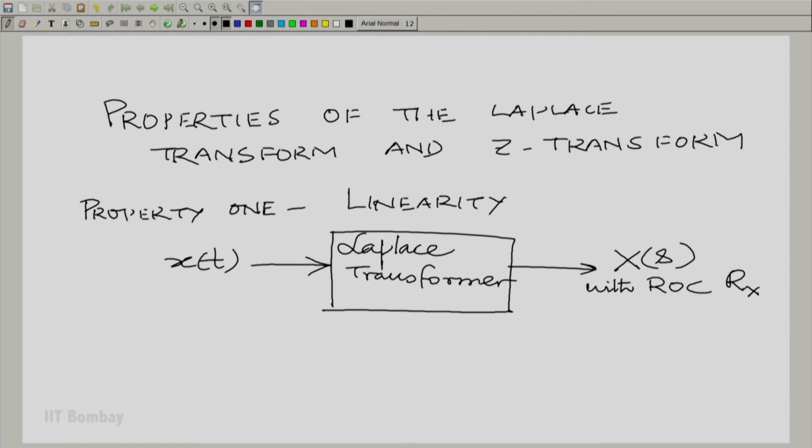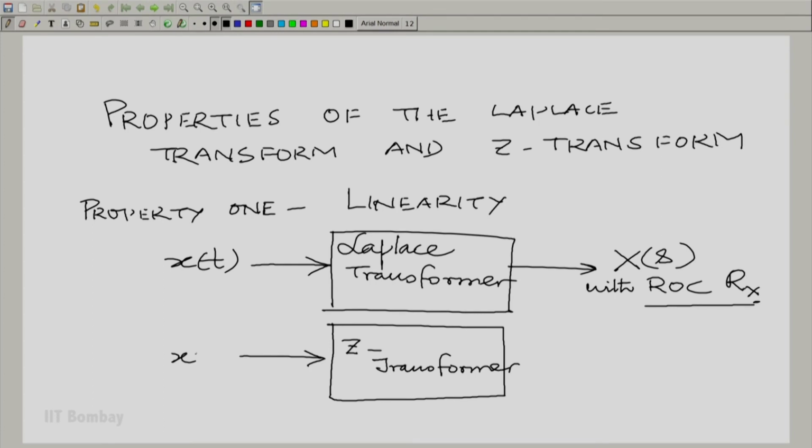This is how we should read it: region of convergence of the Laplace transform capital X as a function of s. We do not explicitly need to write 'as a function of s' here; we have just said capital X. And similarly, let us take a sequence and talk about its Z transform as being the output of a Z transformer. It produces capital X(z) with a region of convergence, script R of X again.